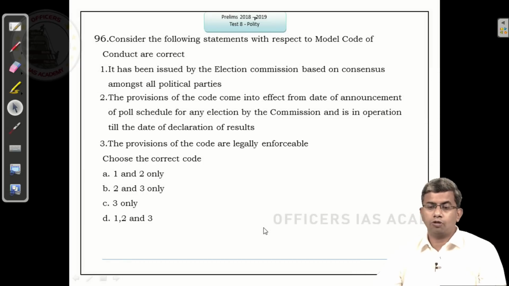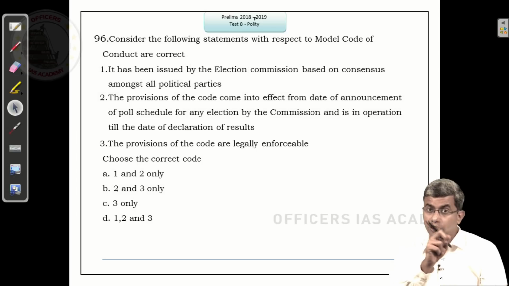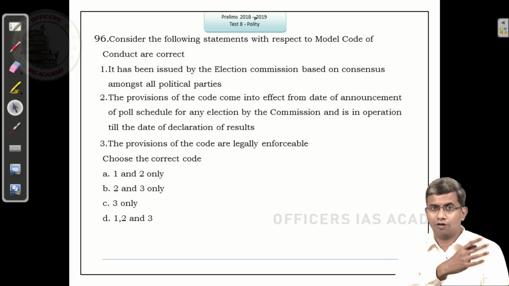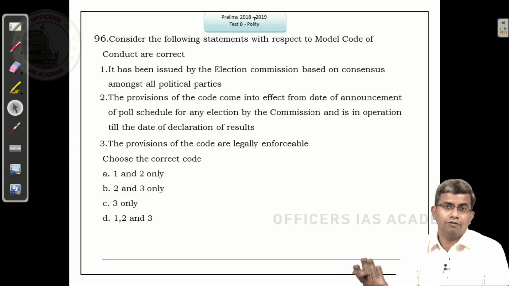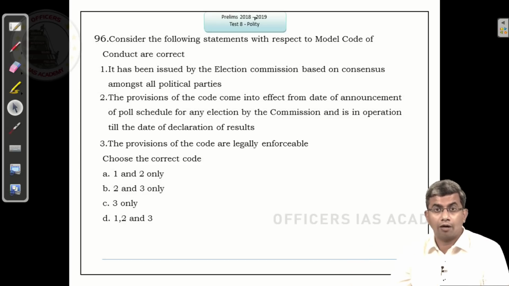Consider the following statements with respect to Model Code of Conduct and which of them are correct. It has been issued by Election Commission based on consensus amongst all political parties. Yes. The provisions of the code come into effect from the date of announcement of the poll schedule, not the commencement of nomination papers. And guys, there was a lot of controversy around announcement of dates for Gujarat and Himachal Pradesh, in 2 different dates it was announced, right. It happened 1.5 years back, but it's still very much part of it, there are going to be poll schedules which are going to be announced again now.